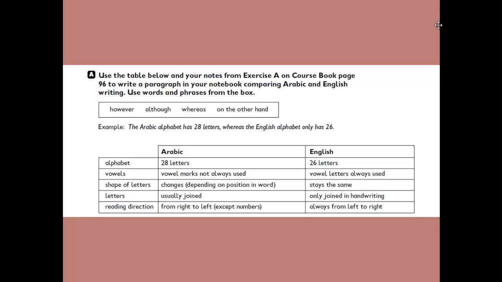Now for vowels, in Arabic vowel marks not always used, in English vowel letters always used. Shape of letters changes depending on position in word, stays the same in English. What about letters? In Arabic usually joined, linked together, but in English only joined in handwriting. And then reading direction from right to left in Arabic, and always from left to right in English.